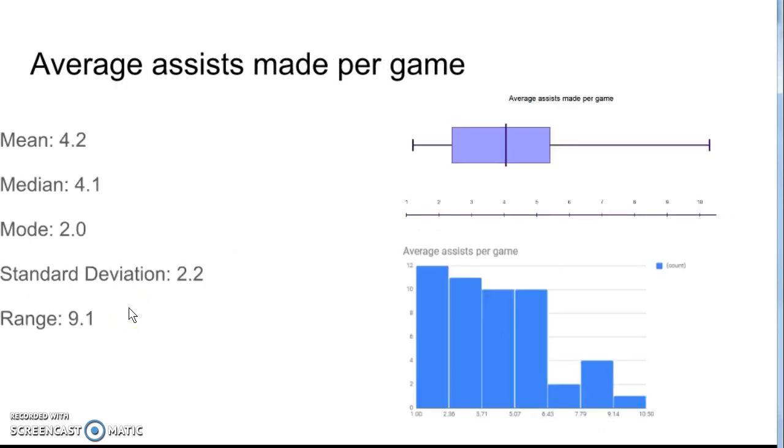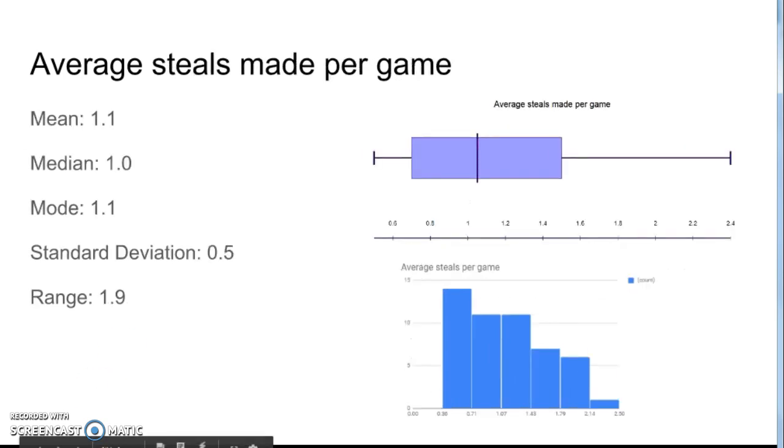But I'll talk about the standard deviation for the average assists and steals made per game.